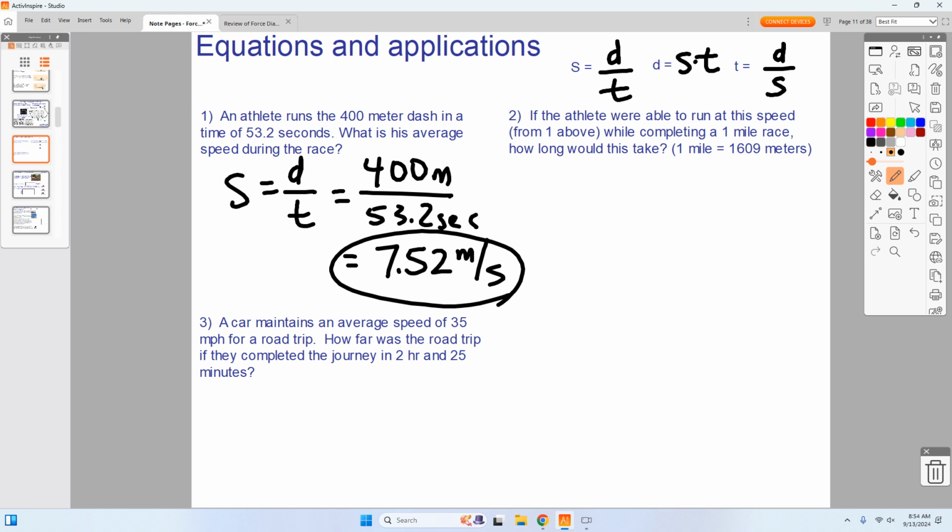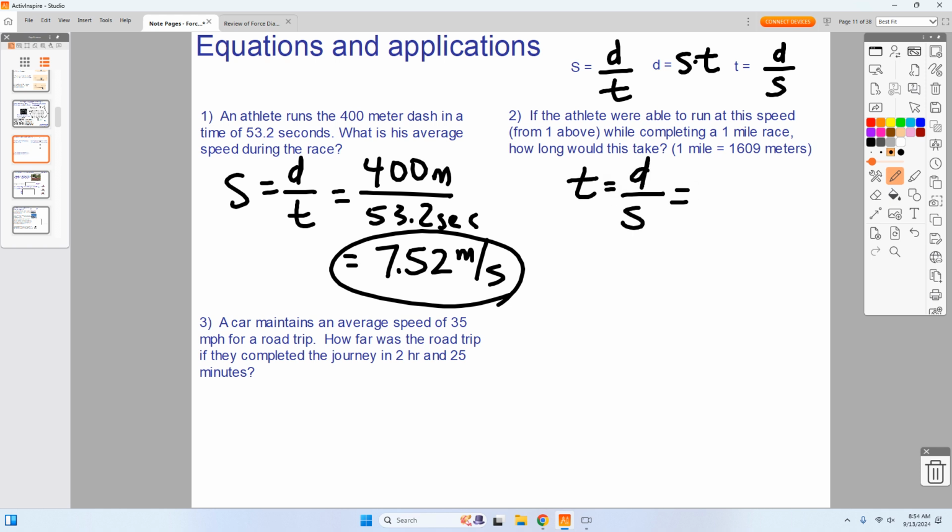Now, you run the 100, 200, and 400. Those are more sprint distance kinds of things. Some people will run longer distance. Let's say that that person is now going to run the 1600. It's a mile. If they could maintain that pace for the mile, how long would that take? That would be another thing that we could do. So what I would do on this one, if the athlete were to run at that speed, completing a mile, how long would that take? I'm going to use time as distance over speed.